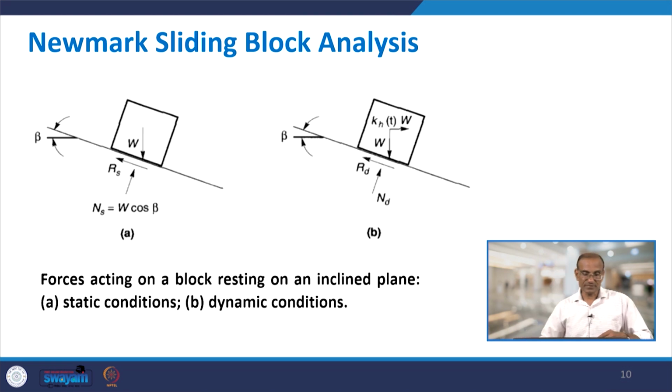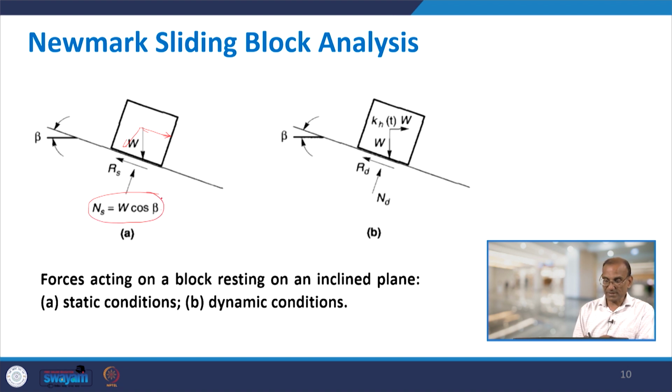So, in this figure, W is the weight of this block. Now, this weight can have two components, one along the plane and another perpendicular to it. One component is in this direction and another is in this direction. This one will act as the driving force and will try to destabilize the block and make it move, while the other component will generate a reaction at the base, which is equal to W cos beta.